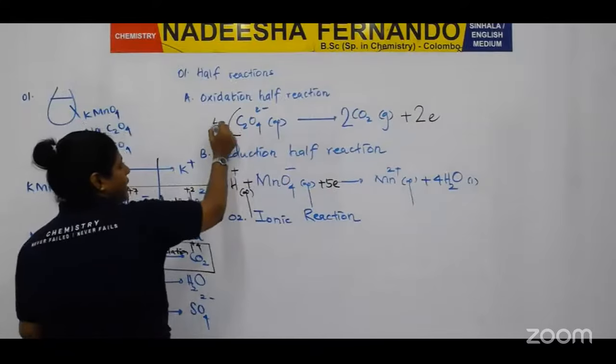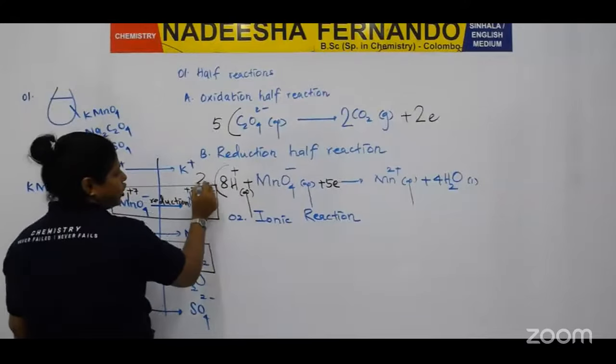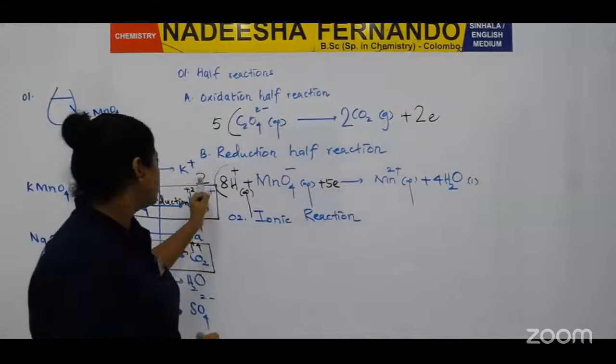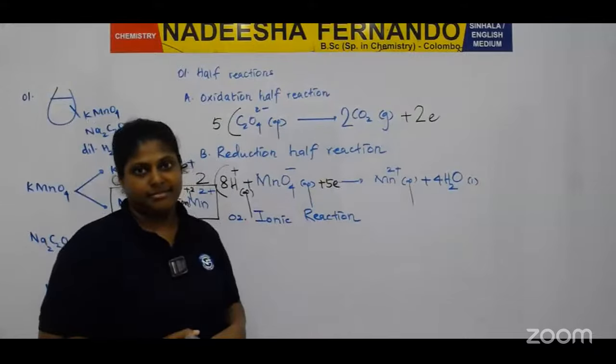Multiply this by 5, multiply this by 2. 5 times 2, 10. 2 times 5, 10.